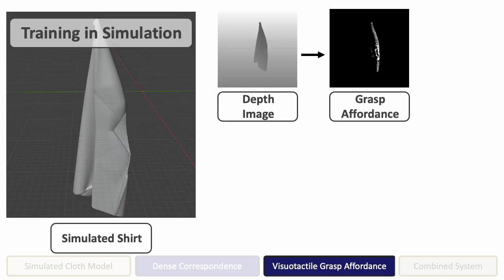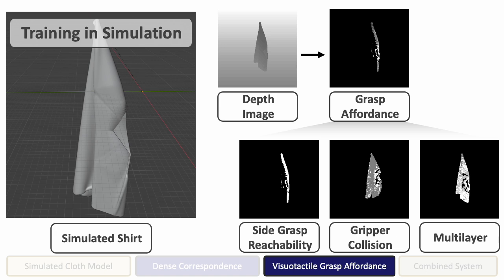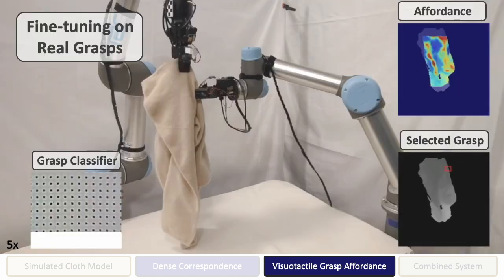In sim, we can explicitly check criteria including, is the point reachable? Will the gripper collide with fabric? Are we grasping 2 layers of fabric or less? However, we see issues with sim-to-real transfer because shirts in real life have a wider range of material dynamics. Therefore, we fine-tune on the robot using a tactile classifier to supervise grasp success.